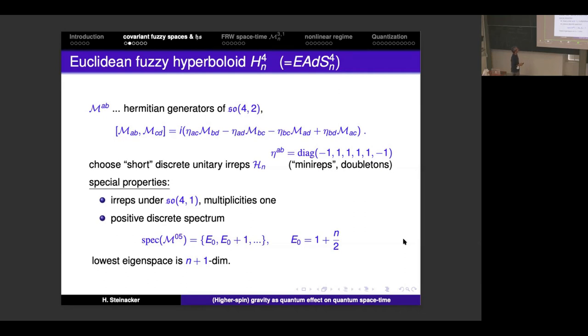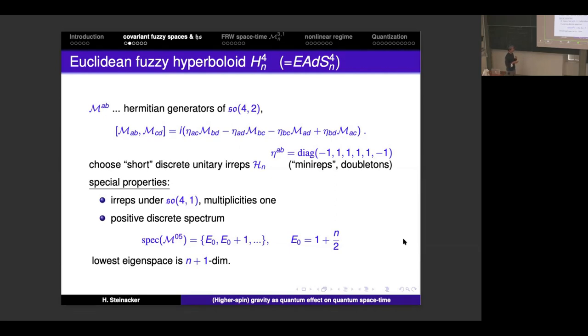You start with SO(4,2), the generators of SO(4,2), call them M_AB, and this is the Lie algebra, of course. Now the key is to choose the correct representation, and as you all are very familiar with, the smallest unitary irreducible representations are the so-called minireps or doubletons. This is the shortest discrete unitary series of representations. They are labeled by an integer n equal to 1, 2, 3, 4, and so on. There's a whole series of these, and they are really the simplest unitary representations, and you know them very well because similar things play a central role in higher spin. The most important properties from my point of view are, first of all, this representation remains irreducible under SO(4,1). All the multiplicities are one, and it has a positive discrete spectrum for the energy-like generator.